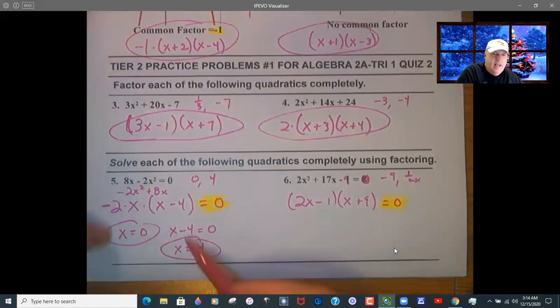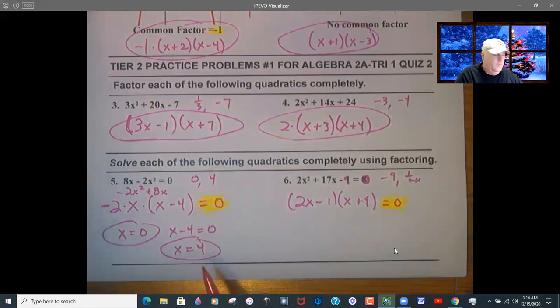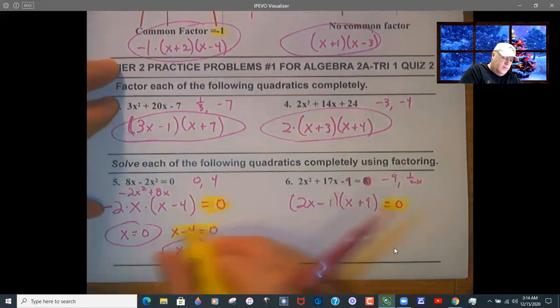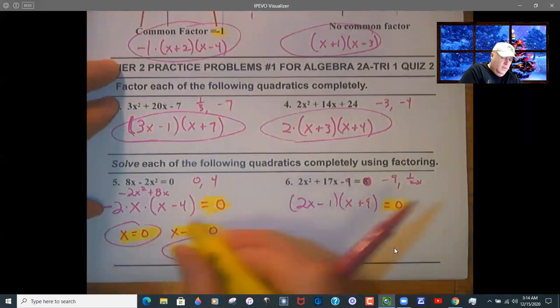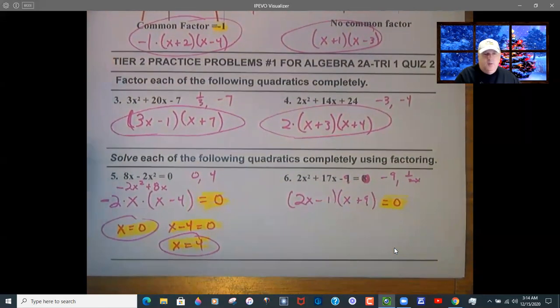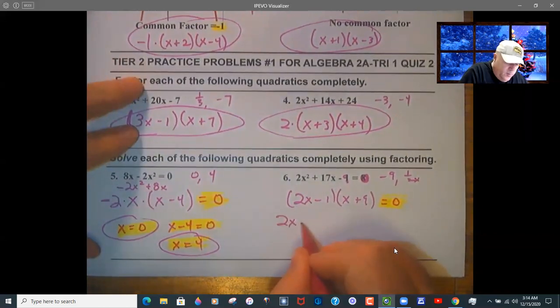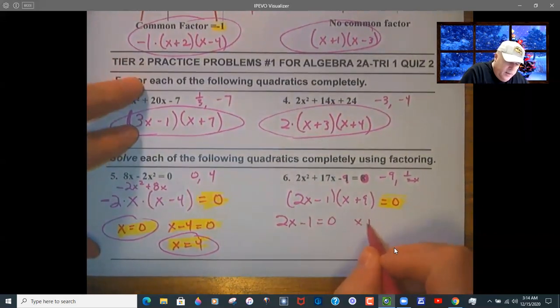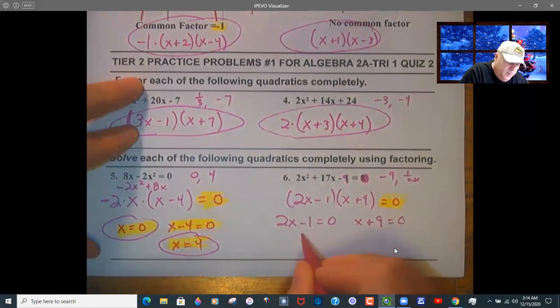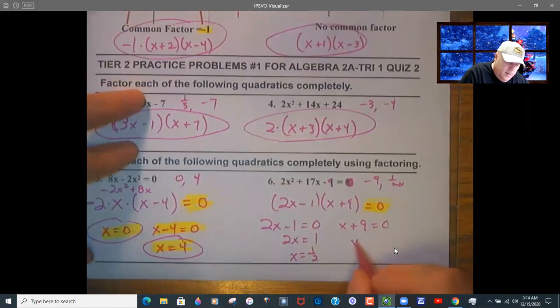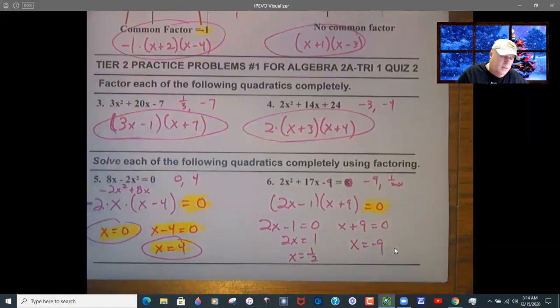And so by going backwards from what just happened, I can write the factors if I know these. So these are the same thing. I'm highlighting all the extra stuff you need to do. These are the same as the 0 and the 4. So here, 2x minus 1 equals 0, and x plus 9 equals 0. So 2x equals 1, x equals 1/2. And then subtract 9, x equals -9.